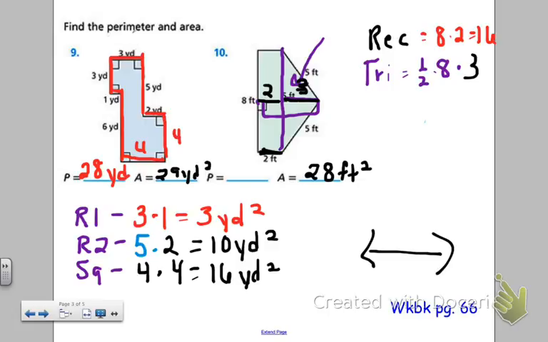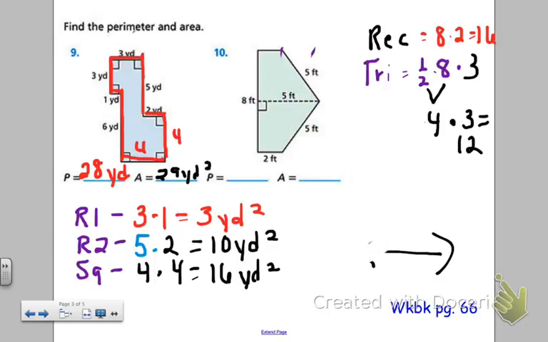So let's see, 1/2 times 8 is 4, because 1/2 of 8 is 4. 4 times 3 is 12. And now we have the area of the rectangle and the triangle. If I put them together, 16 plus 12, there's our 28 still. So no matter how you go about doing this, you're going to get the same area both ways. Now it's time to do the perimeter, and that's going to be a little bit easier.